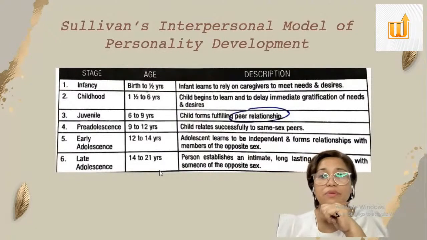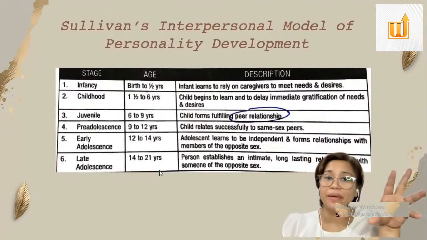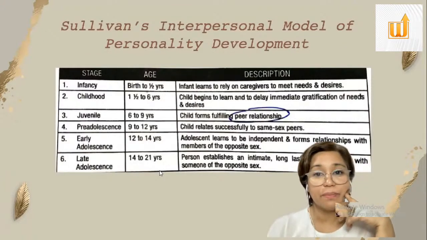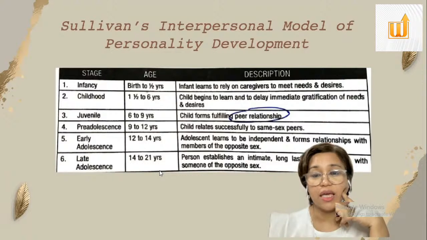Okay, Sullivan's interpersonal model of personality development. We look at the socio-emotional development of a child. We look at infancy, where the infant learns to rely on their caregivers to meet their needs, most especially their mothers. And then we have the childhood, where the child begins to learn immediate gratification and also to delay this immediate gratification, to learn to wait actually.